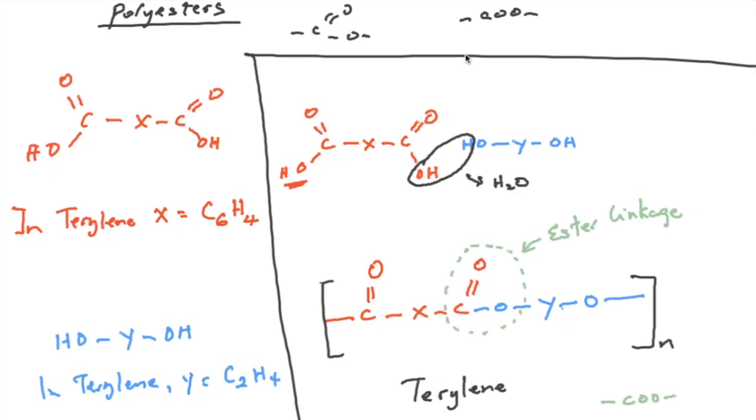So that's pretty much it for polyester. According to the syllabus, we just need to be able to give a representative structure of terylene. For those who are doing CAPE, you are required to know what the variable hydrocarbon group is at X in your diacid and at Y in your dialcohol.